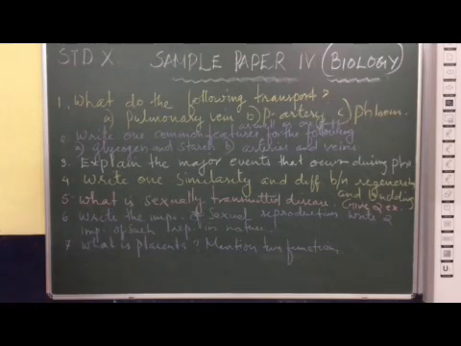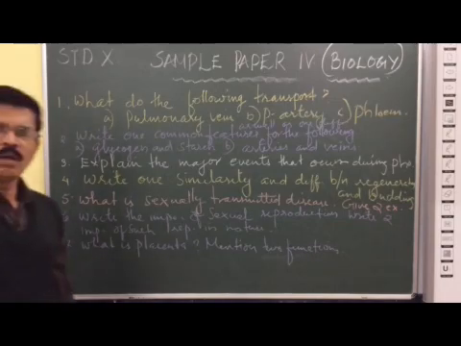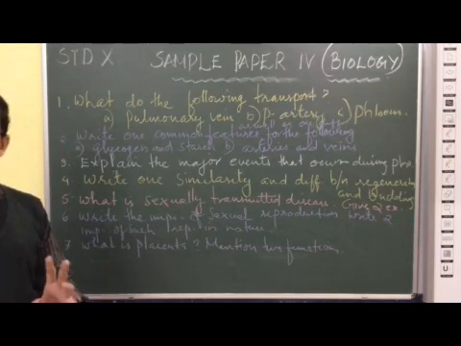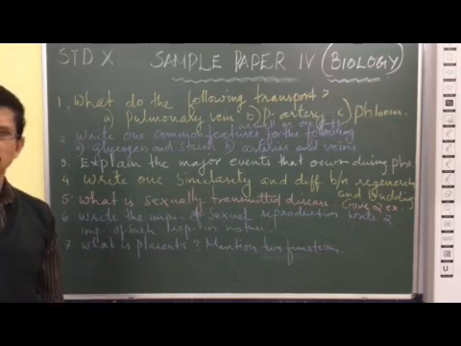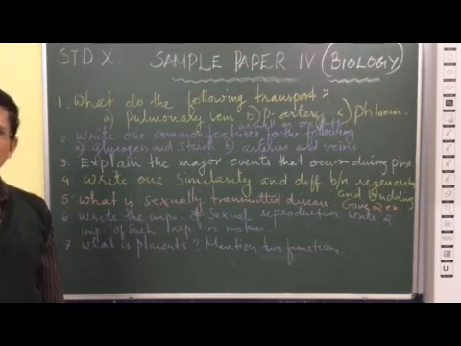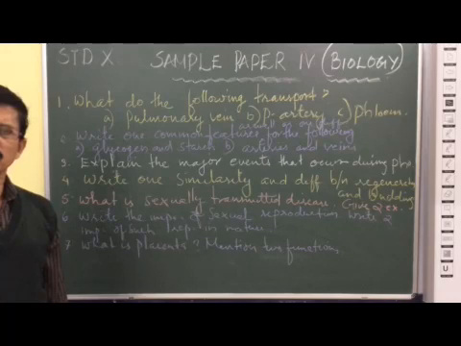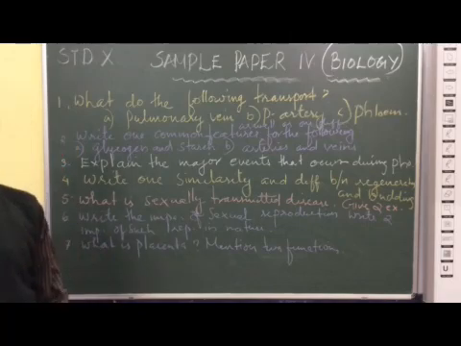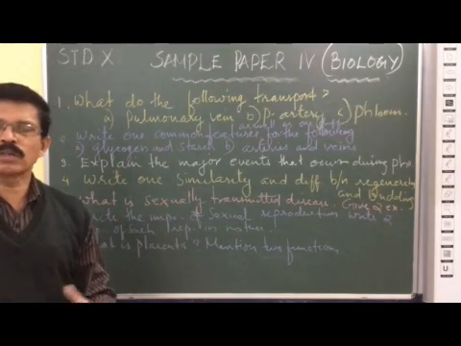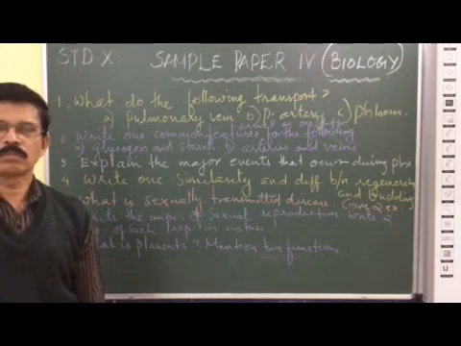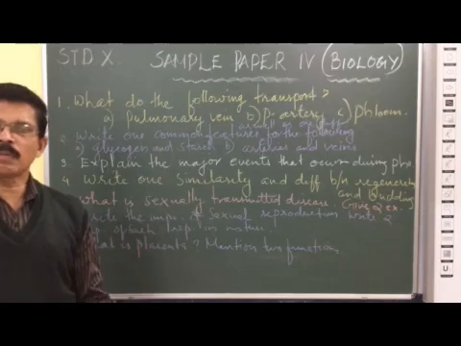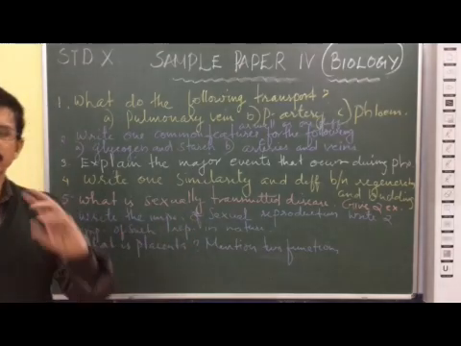Now the third question: explain the major events that occur during photosynthesis. We have discussed this many times. The first step is that light energy is absorbed by the chlorophyll molecule present in the chloroplast. In the presence of light, water molecules split into hydrogen, oxygen and electrons. In the third step, carbon dioxide is reduced to carbohydrate. So we can say simply, three steps.